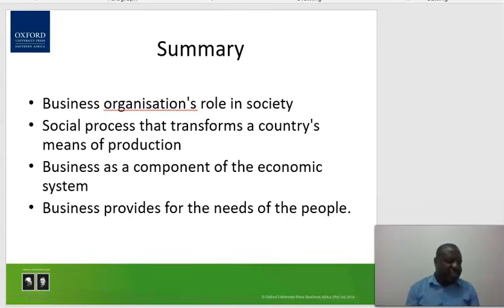I know when you read your textbook, you will find some funny examples of physiological needs, funny examples of security or safety needs, funny examples of social needs, funny examples of esteem needs, and funny examples of self-actualization needs. But it is businesses that provide for the satisfaction of those needs.